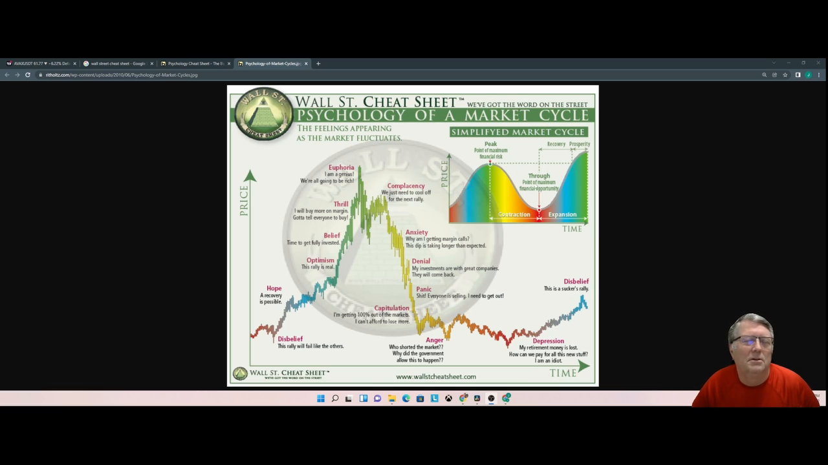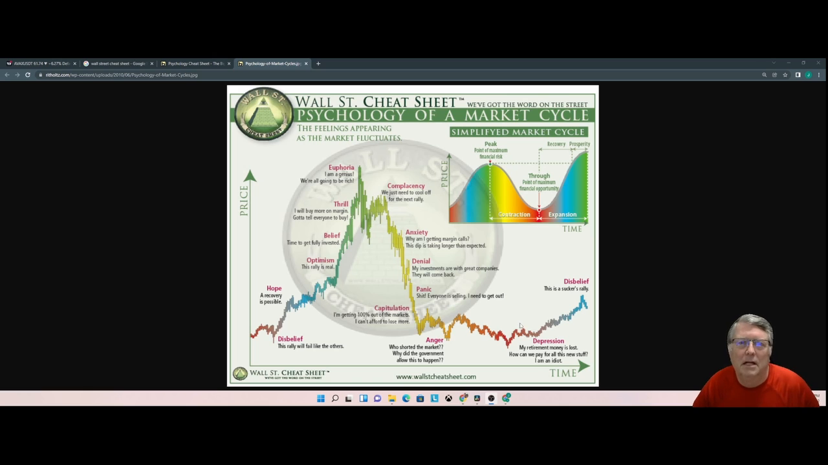So the important thing to understand is that when everybody is depressed and feeling like all hope is lost, that is the peak of financial opportunity. Whereas when everybody's euphoric, everybody's saying they're going to get rich, that is the peak of financial risk. So keep this in mind. And I want to show you something.